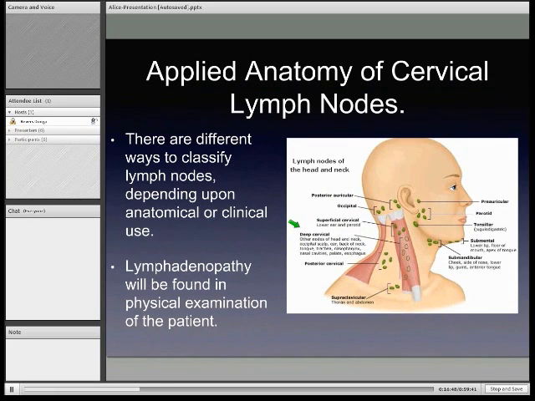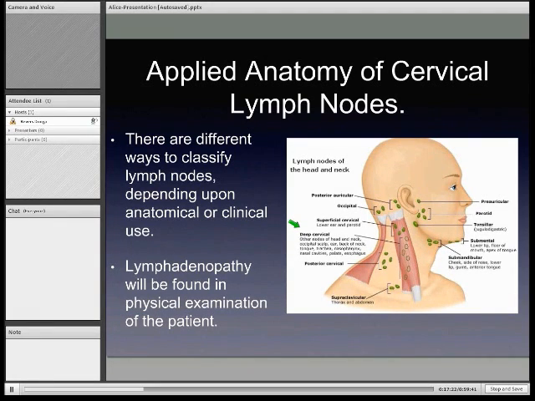Okay, so just a bit about the anatomy of the cervical lymph nodes. We've just got a quick diagram there about the names of all the different ones. But basically there are a number of ways that you can classify the anatomy. One way that we can do this is by dividing them up into superficial and deep cervical lymph nodes, and this is based upon their relationship to the deep cervical fascia. So the superficial lymph nodes are found outside of this fascia and run alongside the external jugular vein, and the deep cervical lymph nodes are found within the carotid sheath and run alongside the internal jugular vein.